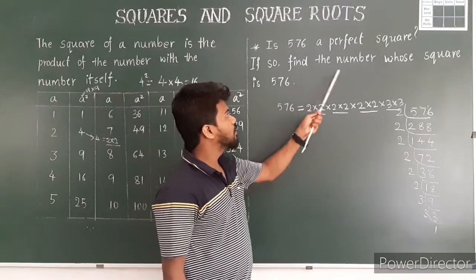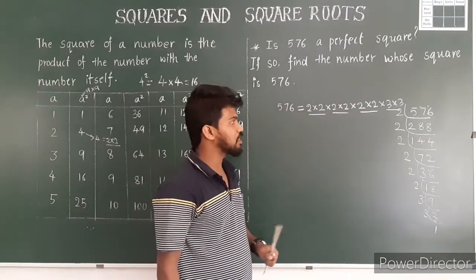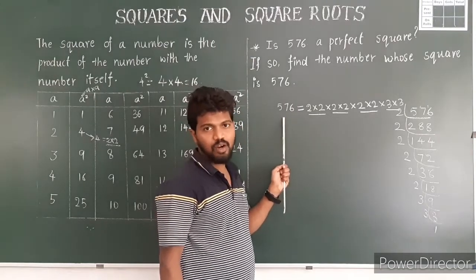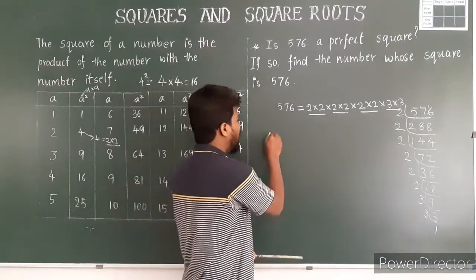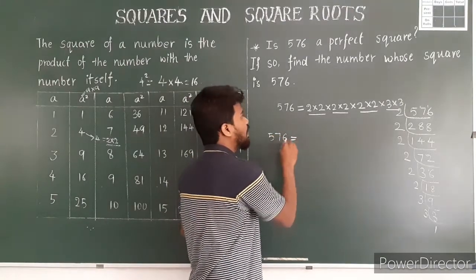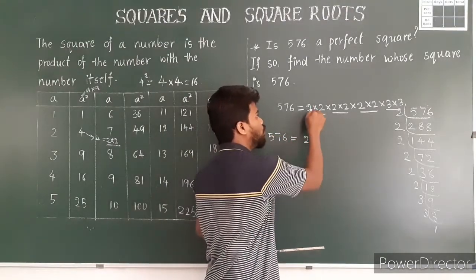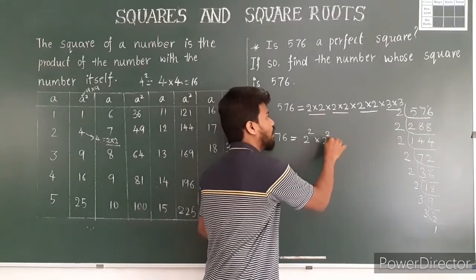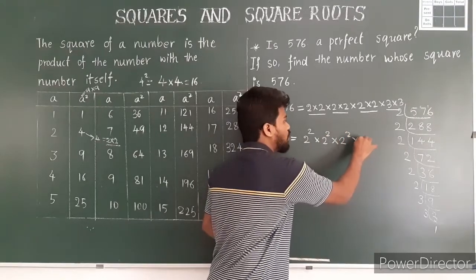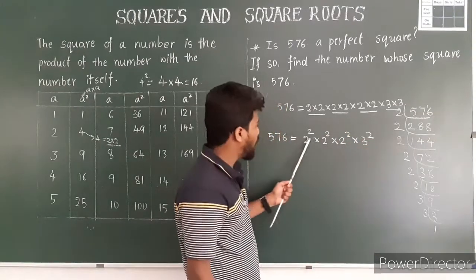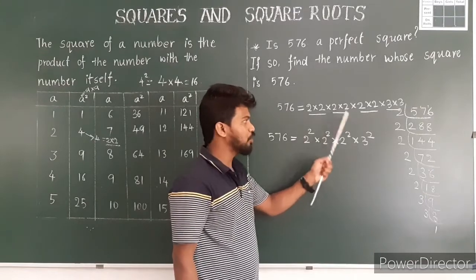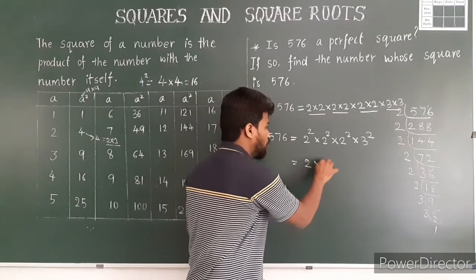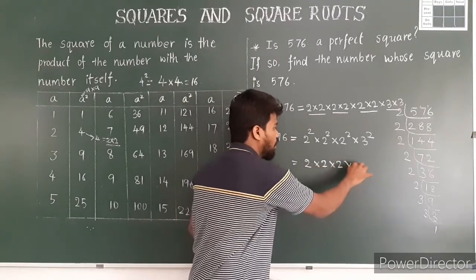So now you prove that the number whose square is 576. We have to find that number. So you know that 576 can be written as, so this 2 into 2 you can write as 2 square into 2 square into 2 square into 3 square. Clear? So 2 square means 2 into 2, 3 square means 3 into 3. So now 2 into 2 into 2 into 3.